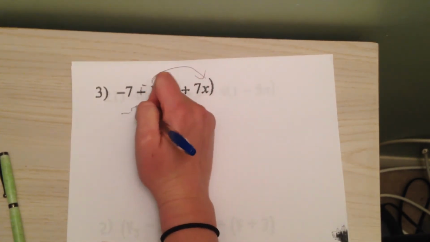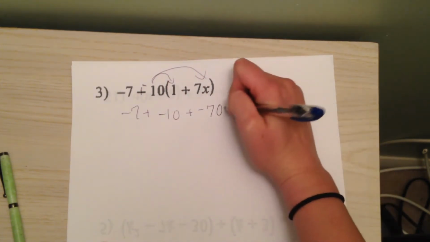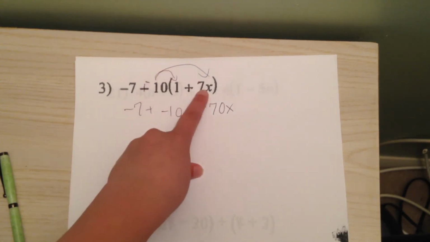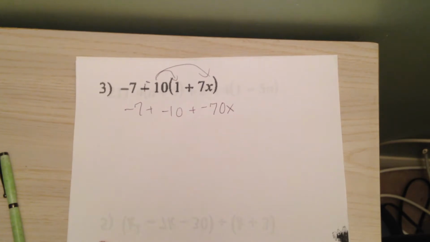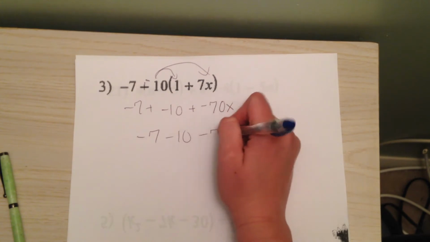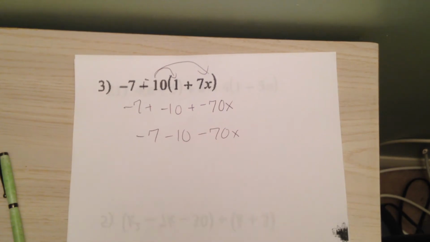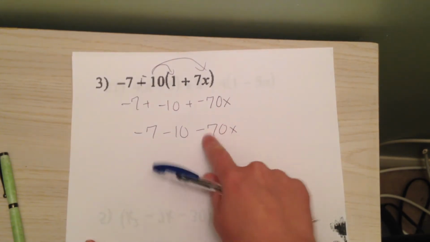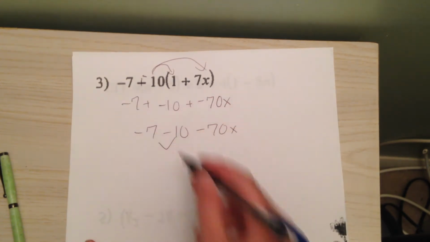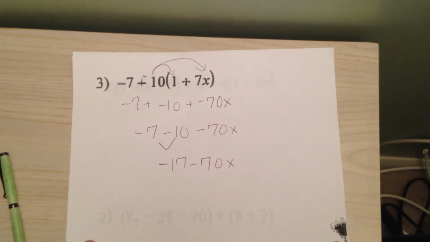But this is really negative 7 plus negative 10 plus negative 70x. Sorry, I almost forgot my x there. So that was negative 10 times 1 and negative 10 times 7, or negative 70x, right here. Now, an alternate way of writing this is negative 7 minus 10 minus 70x. So instead of plus a negative, I just said subtract each time. Last thing we have to do, I see only one x here, but I do see two different numbers, these constants. So let's put those together and say negative 7 minus another 10 would be negative 17 minus 70x. And there you go, all done.